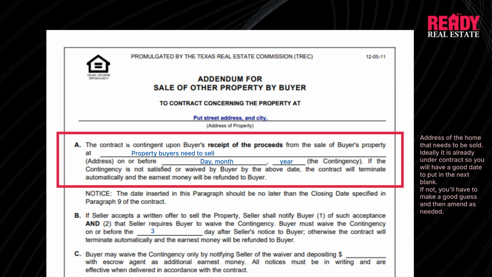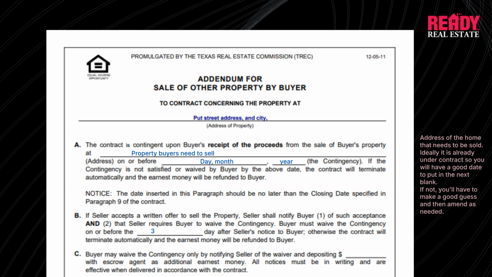If the buyer's home is already under contract, then you could use that close date or a few days after for some wiggle room with regards to closing and funding. If your buyer's home is not under contract, then you'll have to use an educated guess. You'll have to pick a date far enough in advance to allow your buyer's current home to sell, but not far enough out that the sellers won't accept the contract.